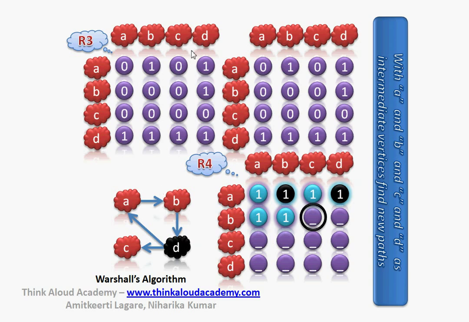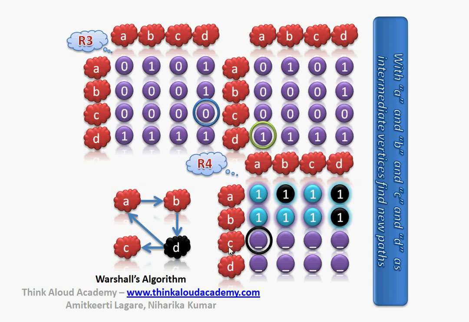Now let's continue and see if I can go from B to A. Right now in R3 I cannot, so there is no way to go from B to A, but using D can I go? If you look in this graph, B to D, D to A is possible. So B to A is possible. To go from B to A, first I have to go from B to D, which is a 1, then from D to A, which is also a 1. So both are 1s, and there is a new path from B to A. So I go from B to D and D to A.